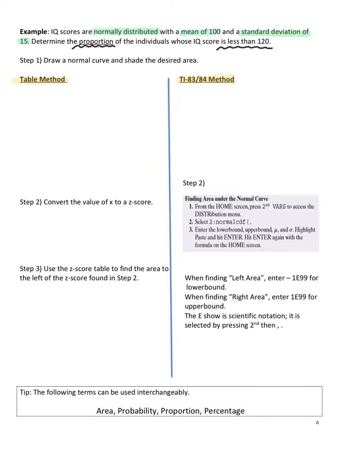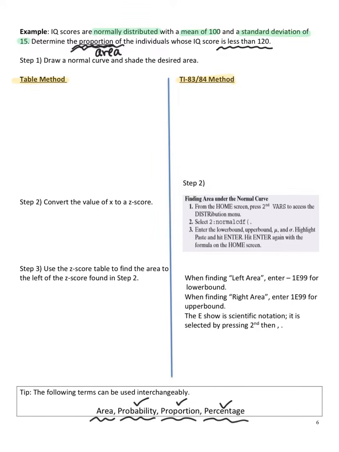Okay, these terms right here: area, probability, proportion, percentage. These terms can be used interchangeably. So if you see the word proportion, if the question asks you to find the proportion of something, or percentage of something, or probability of something, that's the same as finding an area. So when you go back up here, it says determine the proportion, so that's basically the same as finding the area.